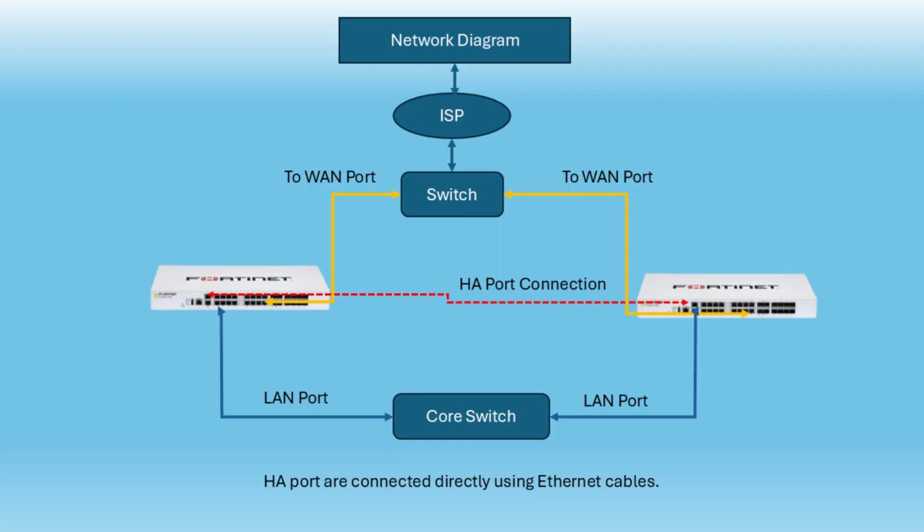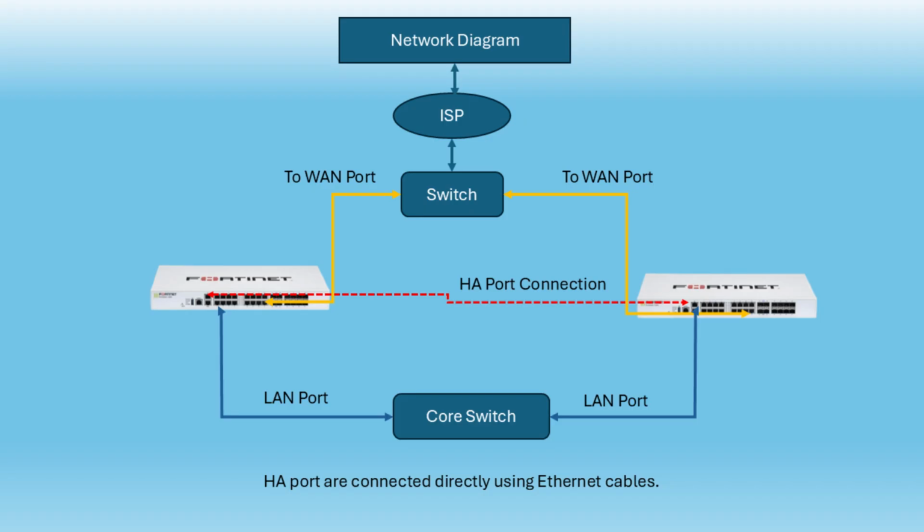Now we will discuss the network diagram. First, the internet will come through the ISP, and you have to route that connection to a simple switch, either D-Link, HP or Cisco, anything. Then use another port of the switch and route it directly to the WAN port of your firewall. The WAN port should be the same. If it is port number 15, then port 15 should be used for WAN in both firewalls.